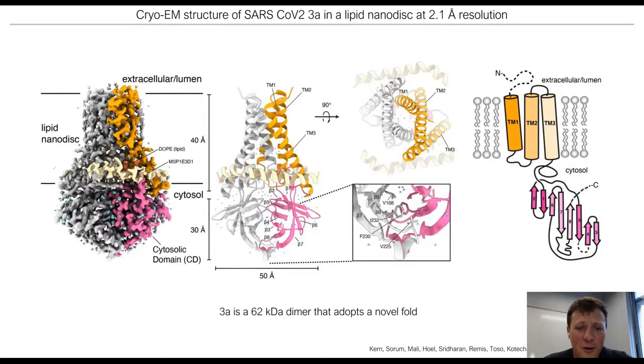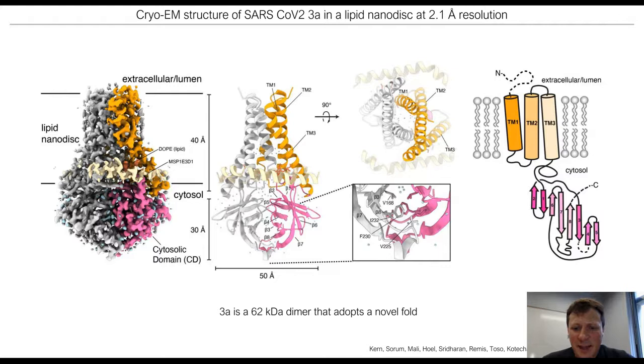Third, we were able to model approximately 120 ordered water molecules, which are shown in blue in the map and the model here. And fourth, we were able to model two specifically bound lipid molecules inside the 3A central cavity.